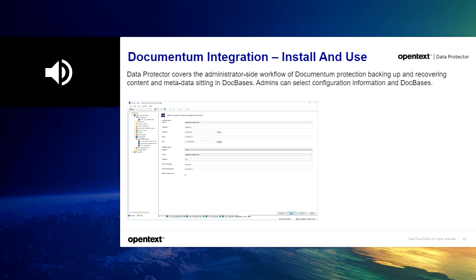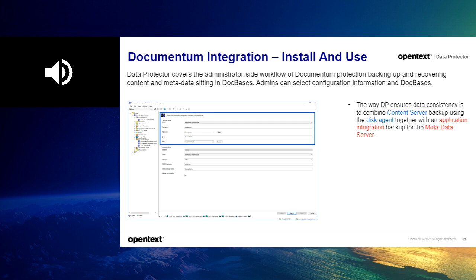Now what you will see, and this is what's unique, is that we've managed to group together the content server backup, which we use the disk agent, the application integration, and the metadata server using the agent. So what we're doing is we're using a disk agent backup and an application agent backup together. And that's something we've not done before. So this is what's very new. And this allows us to make sure that the backup is consistent.